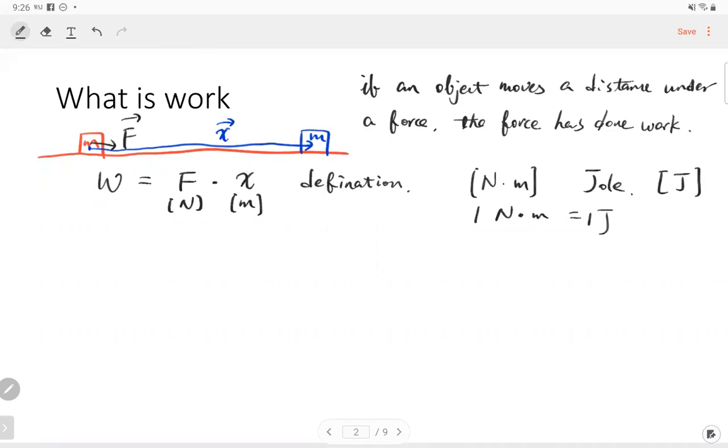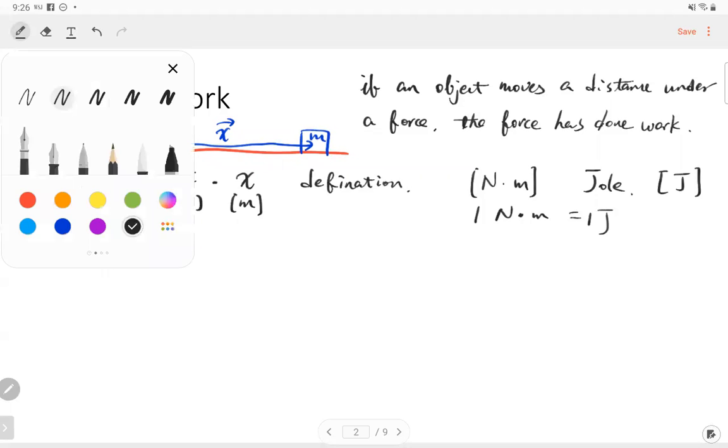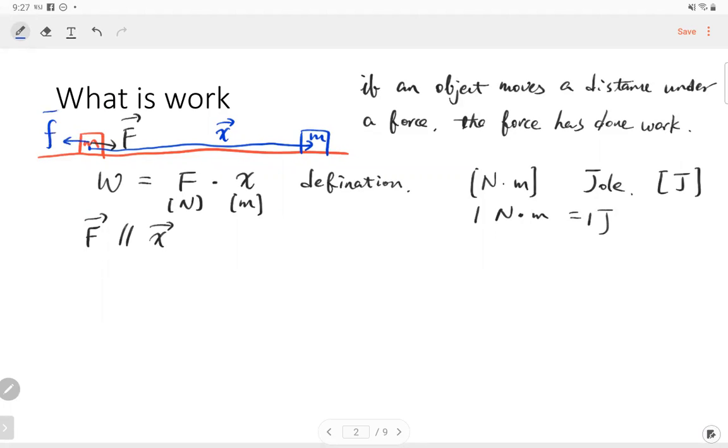The next question is, this definition is only for the case when the force and displacement are parallel. If the force is parallel to the displacement, then we can define the work as the force times the displacement. But there is an exception. If the force is anti-parallel to the displacement, for example friction, let me draw the diagram. The friction is in the opposite direction of the displacement. If the object is moving, then the kinetic friction is going leftward. In this case, the friction is going to decelerate the motion.